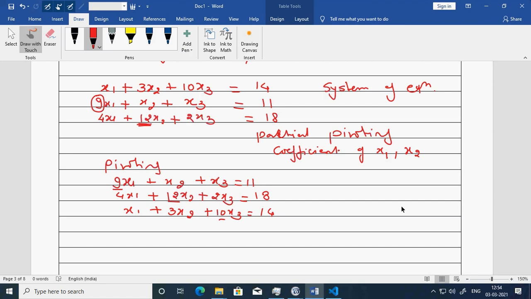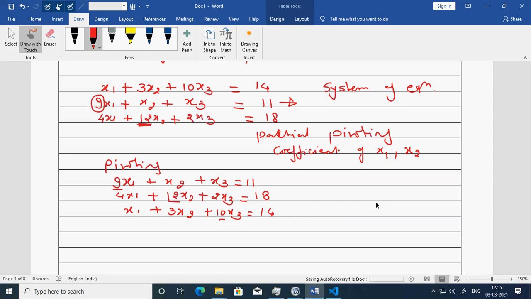Pivoting means arranging a system of equations in such a way that the diagonal element will have the maximum absolute value. There are different processes we have to follow. One of them is to find the maximum coefficient of x1 and put that as equation number 1. I see in this case that equation number 2 has the maximum x1, so I put it as equation number 1.